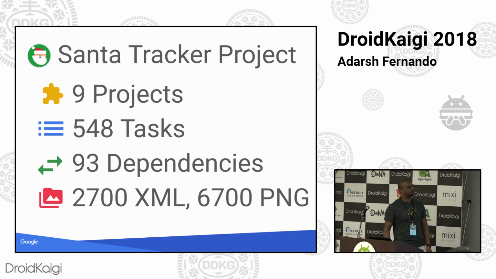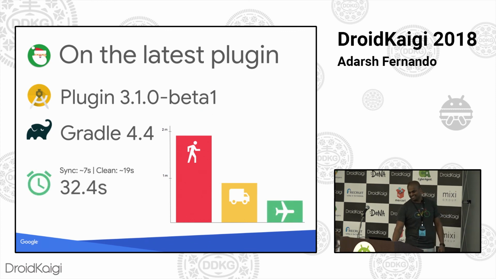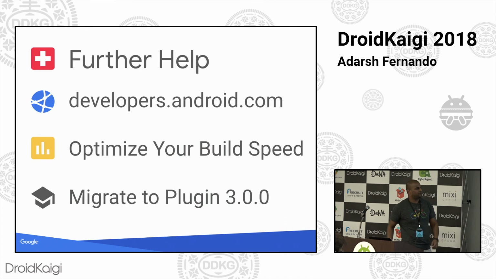So let's go back to our standard tracker app. So again, just to recap, 9 modules, 500 plus tasks, almost 100 dependencies, a ton of resources. So now I'm using the latest plugin, so 3.1 beta 1 is the latest on Canary. Okay, I'm running out of time, but I think this is the last slide. So this is where you can start clapping. We're down to 32.4 seconds, and that's all I did. I mean, just applying the 3.0 plugin, right?